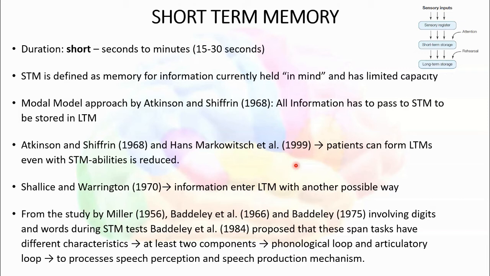From the studies by Miller in 1956, Baddeley et al. in 1966, and Baddeley in 1975 involving digits and words during short-term memory tests, Baddeley et al. in 1984 proposed that these span tasks have different characteristics. To process this information, at least two components are involved, the phonological loop and the articulatory loop, to process speech perception and speech production mechanisms.